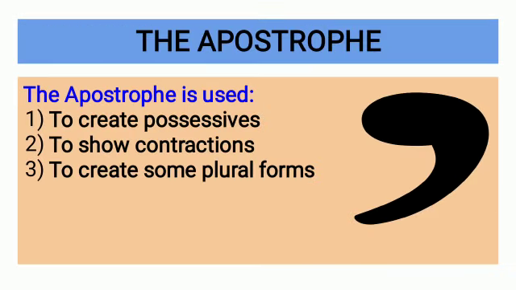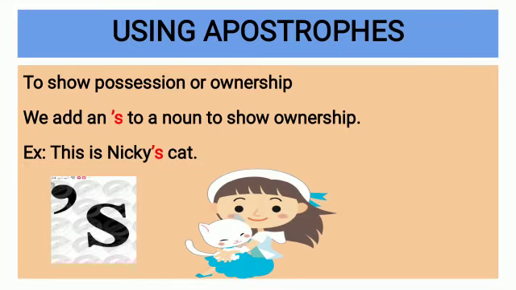What is an apostrophe? Where do we use an apostrophe? Can you see the sign of the apostrophe here? It's somewhat like a single closing quote we use at the end of a noun to show possession. The apostrophe is used to create possessives, to show contractions, and to create some plural forms. Let's see briefly about using the apostrophe.